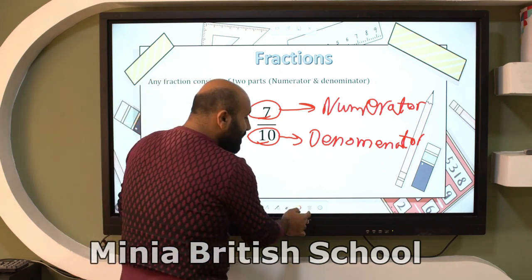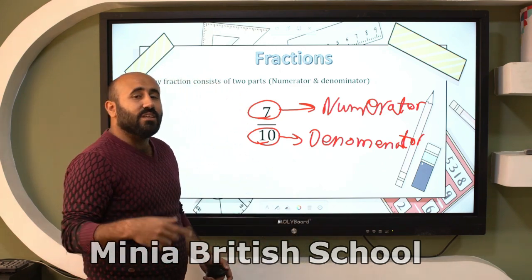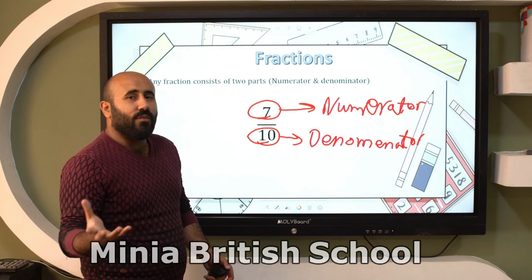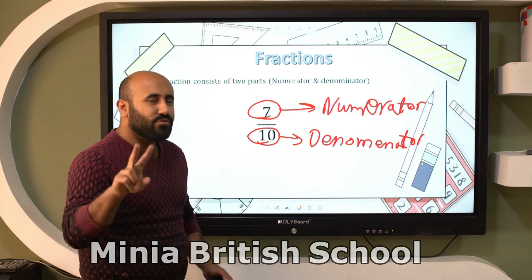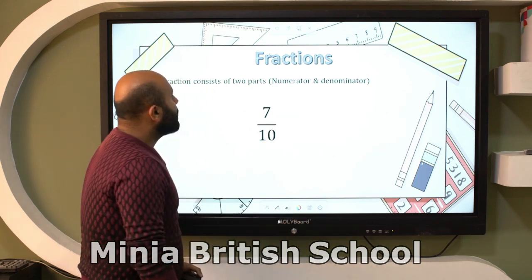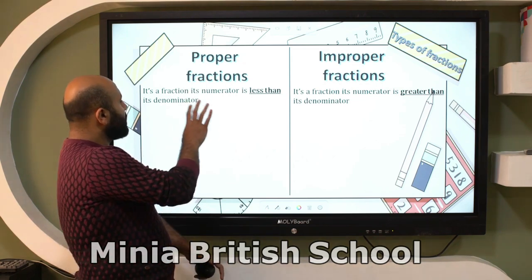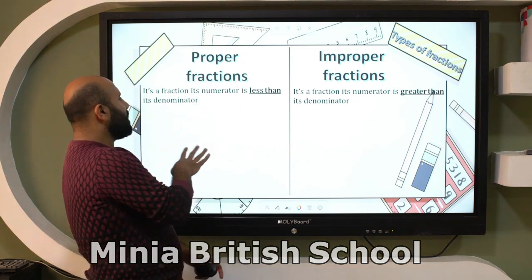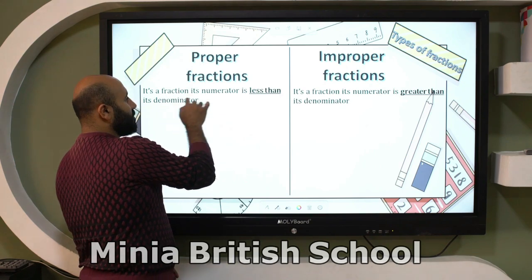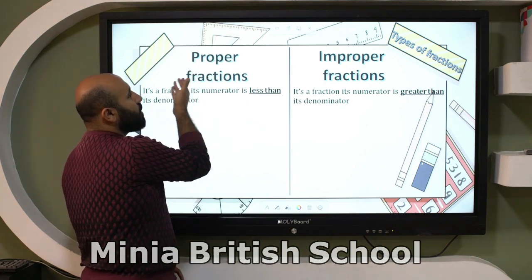So is there any types? But there is a question: is there any types of the fraction? Simply, we have two types of fraction. The first is called the proper fraction, which is the fraction whose numerator is less than the denominator. So numerator less than denominator is called a proper fraction.